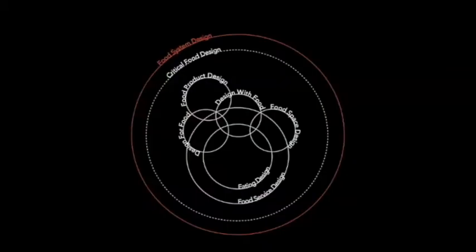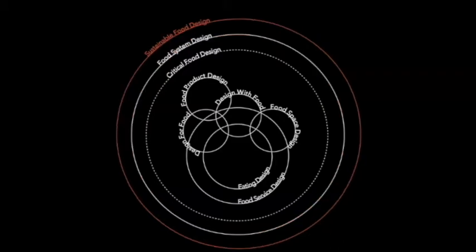The following food design subdiscipline is called food system design, and this is about designing the entire food system. And finally, sustainable food design, which is not really a food design subdiscipline to me because every food design should be sustainable. Every food design project should have sustainability as its main goal.